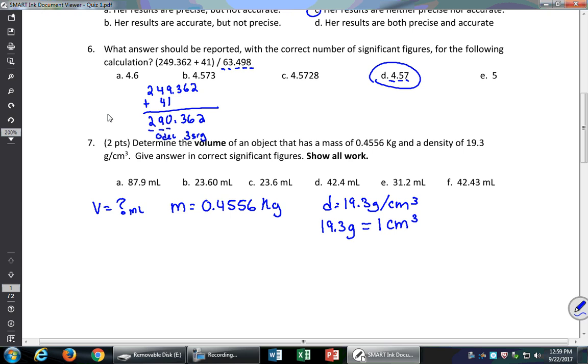My mass is in kilograms, and grams and kilograms don't cancel out. So I need that relationship. Remember, kilograms is much bigger than grams. So 1 kilogram is equal to 1,000 grams. You do need to know these. Don't get this one mixed up. A common mistake I see is 1,000 kilograms equals 1 gram. Now remember, kilograms are big.